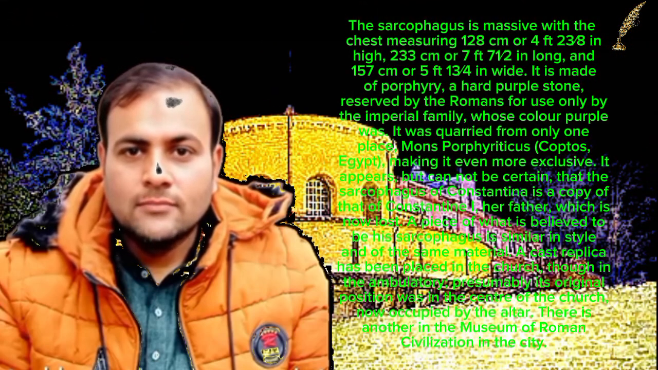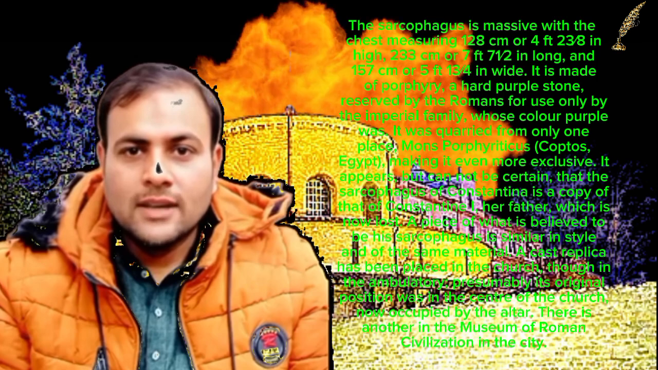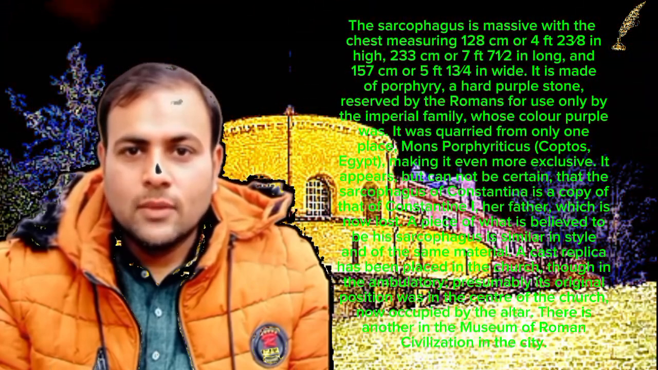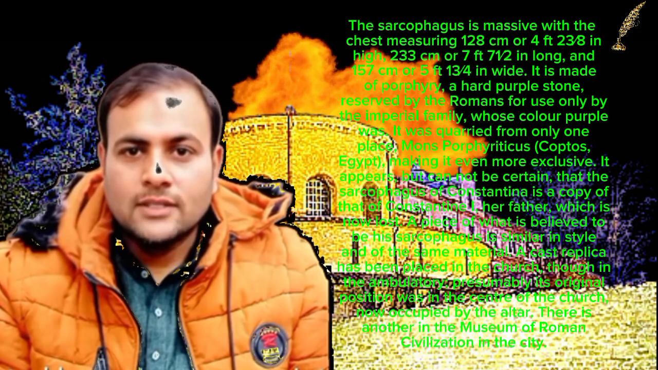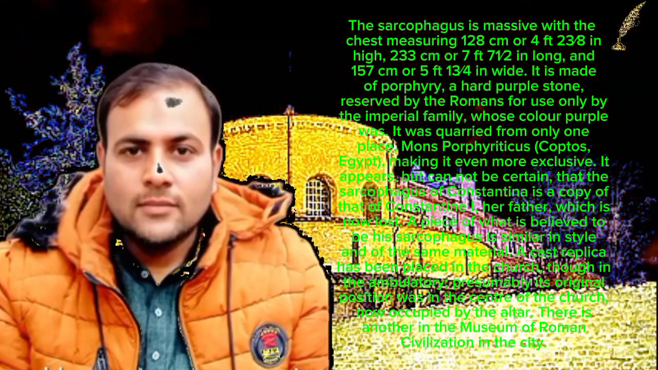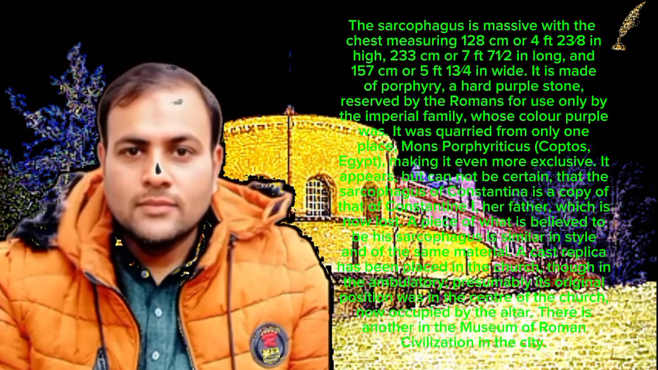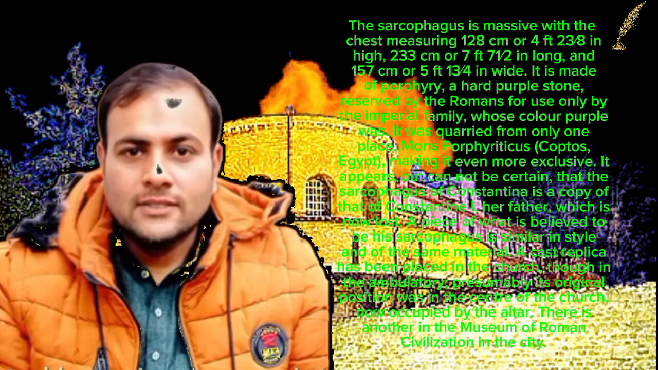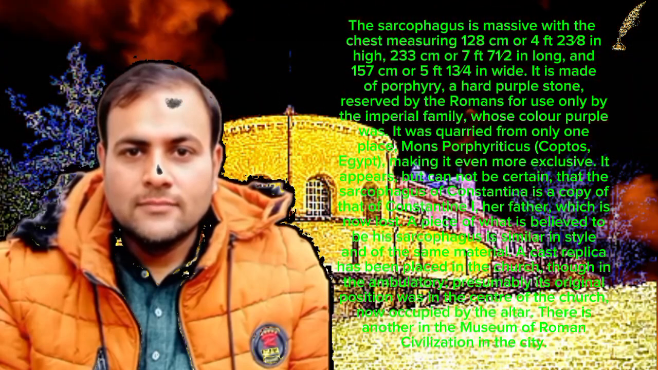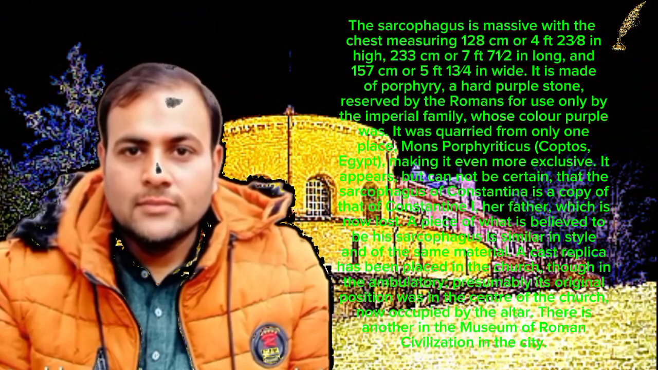It appears, but cannot be certain, that the sarcophagus of Constantina is a copy of that of Constantine I, her father, which is now lost. A piece of what is believed to be his sarcophagus is similar in style and of the same material. A cast replica has been placed in the church, though in the ambulatory. Presumably its original position was in the center of the church, now occupied by the altar. There is another in the Museum of Roman Civilization in the city.